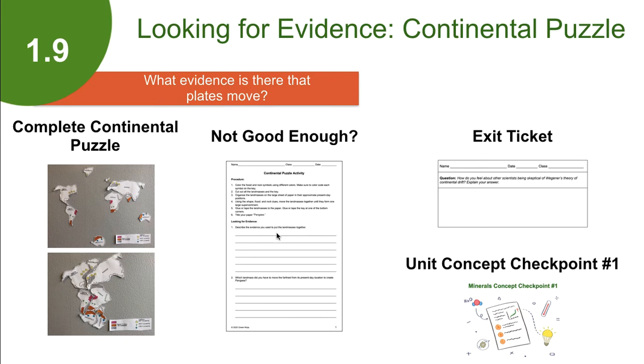Students then learn that Wegener's peers were not convinced that the continents were moving because they wanted to know about the processes that caused the continents to move. Students answer an exit ticket asking how they feel about the scientists being skeptical of Wegener's theory. We end the lesson with our first unit concept checkpoint. These are challenging conceptual questions that we discuss as a group to see if students have really retained and if they can apply some of their key discoveries so far in the unit.